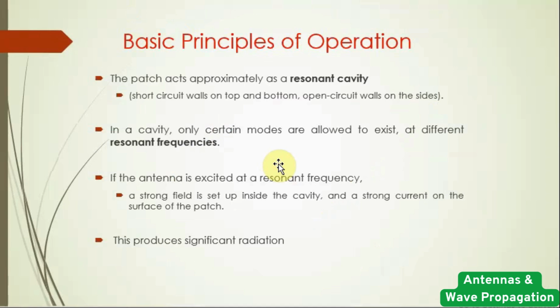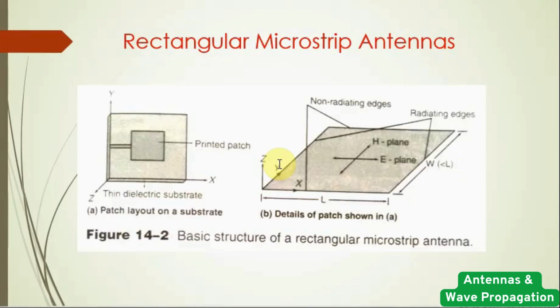Now coming to the principle of operation, the patch acts approximately as a resonant cavity, and this cavity allows only resonant frequencies, and at resonant frequency you will be getting very strong fields. This is most important in patch antennas. In detail, the figure shows the basic structure of a rectangular microstrip antenna. The ground plate and dielectric substrate are underneath the patch.